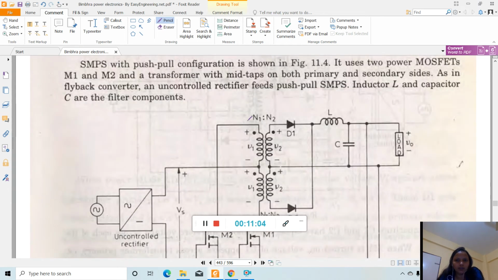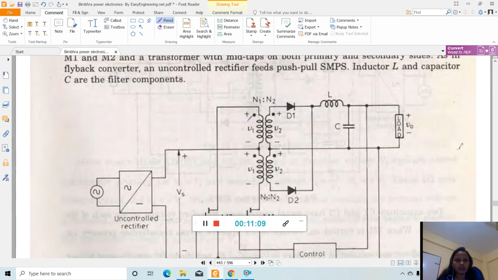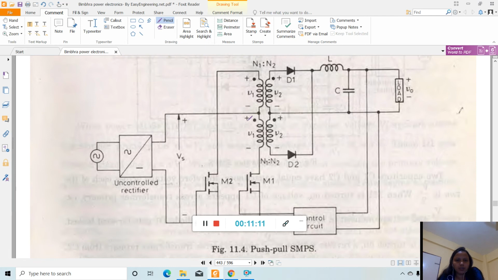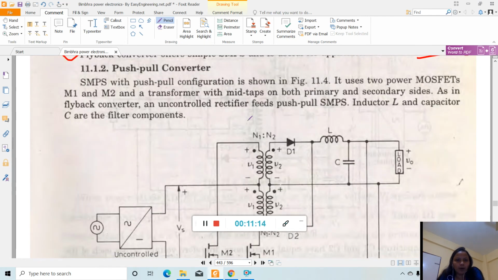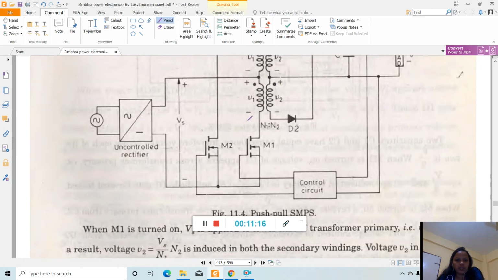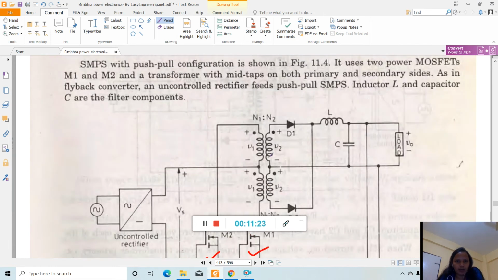See, this is the push-pull circuit configuration. It uses two power MOSFET switches, that is M1 and M2. See here, this is M2, this is M1. Then one transformer with a mid tap in both primary and secondary. In the primary side it is tapped at the midpoint, and in the secondary side it is also tapped at the midpoint.